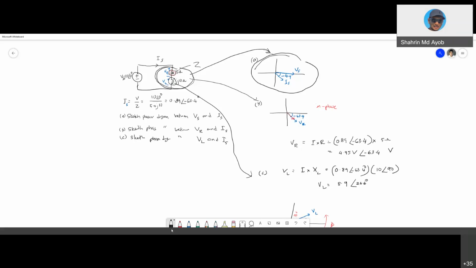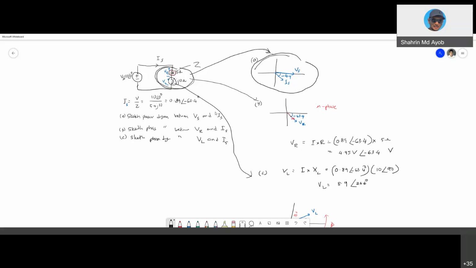So if you are asked to sketch the phasor for VS and IS, you calculate the VS first, which is given here, then you calculate the IS, and then you just plot. Whatever you have calculated, you just plot. Sometimes it is quite confusing, but just calculate first and then plot. After you plot, then you think about the logic.